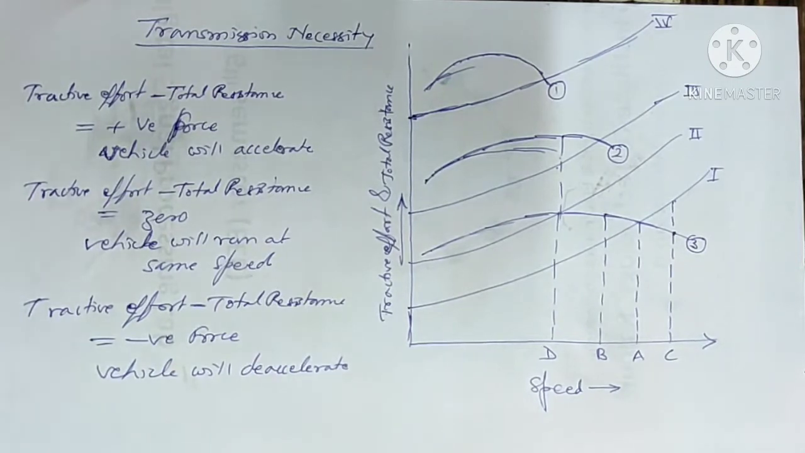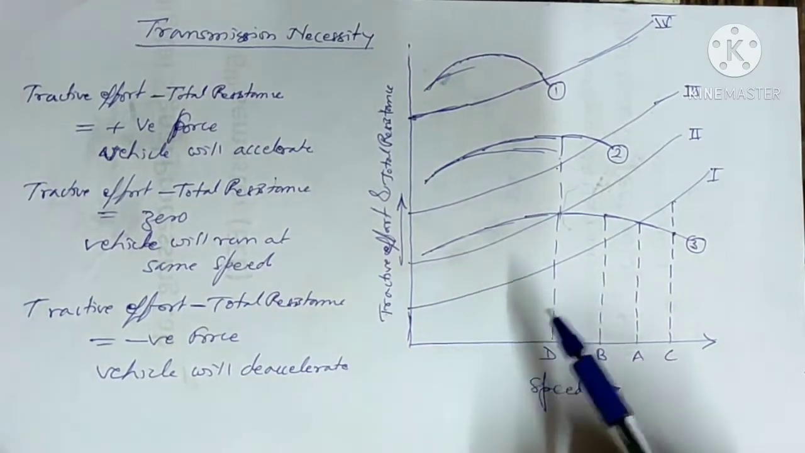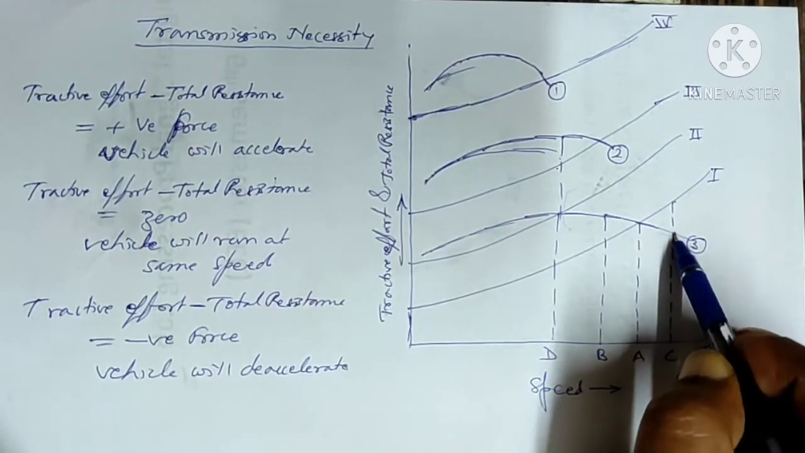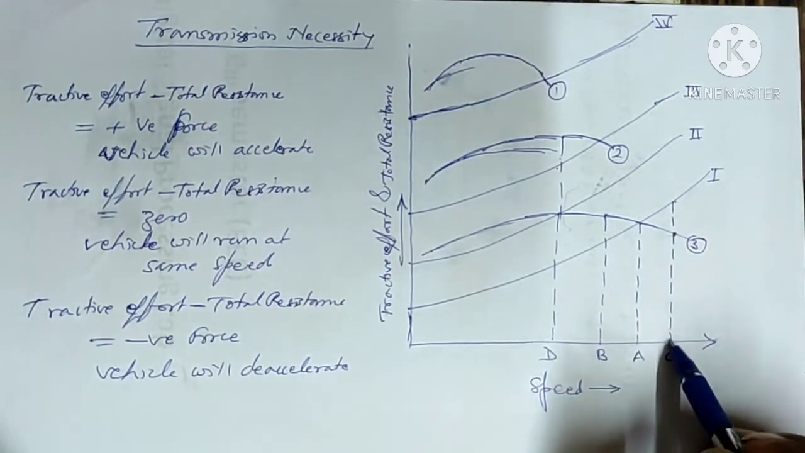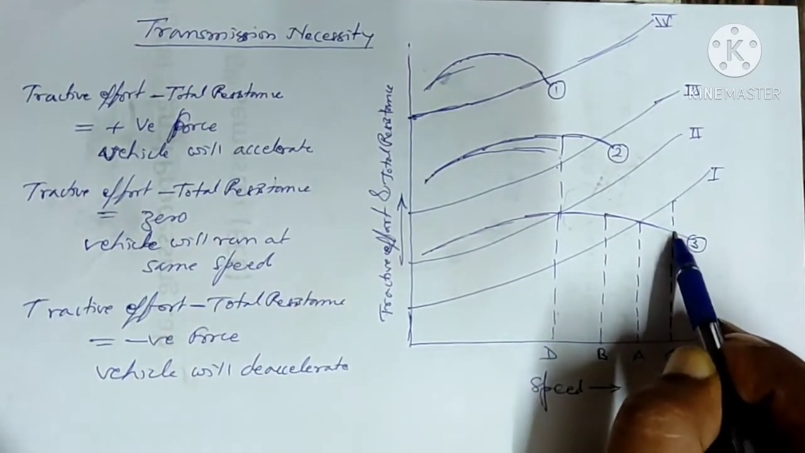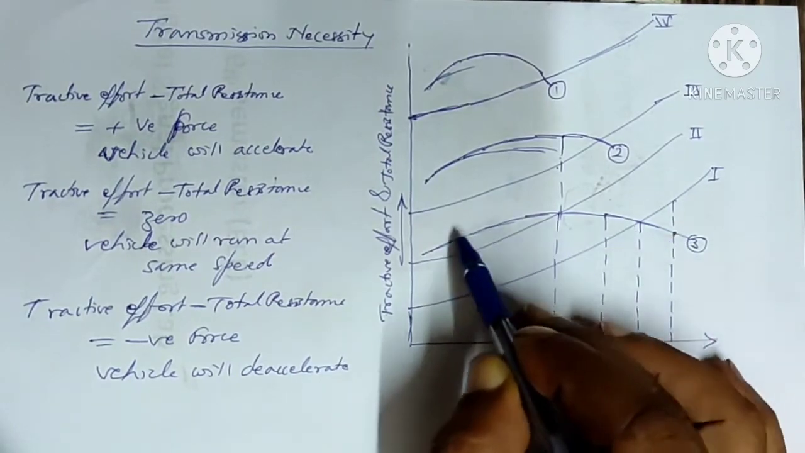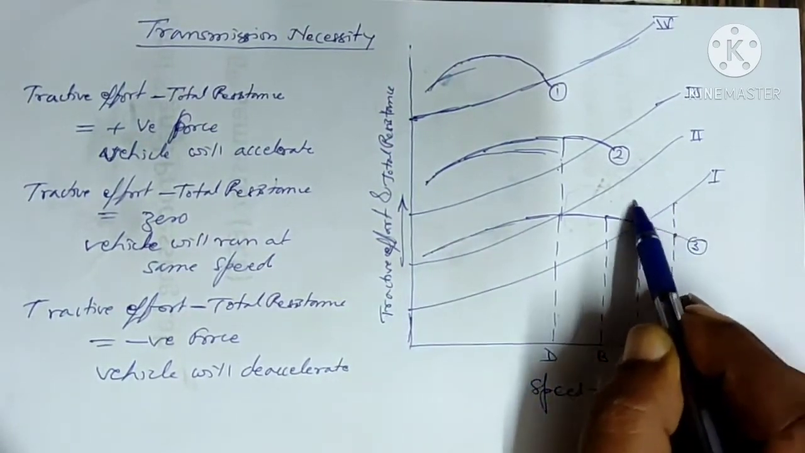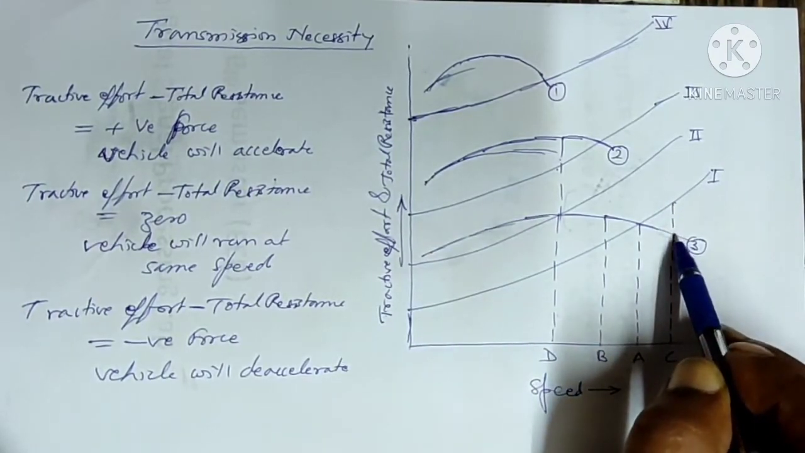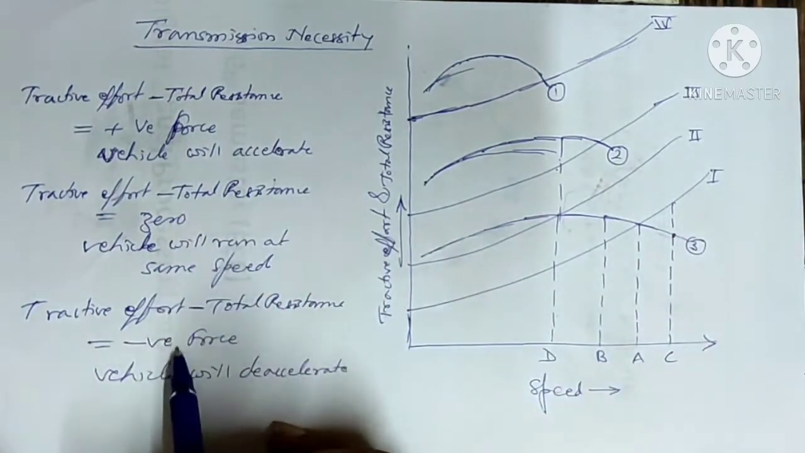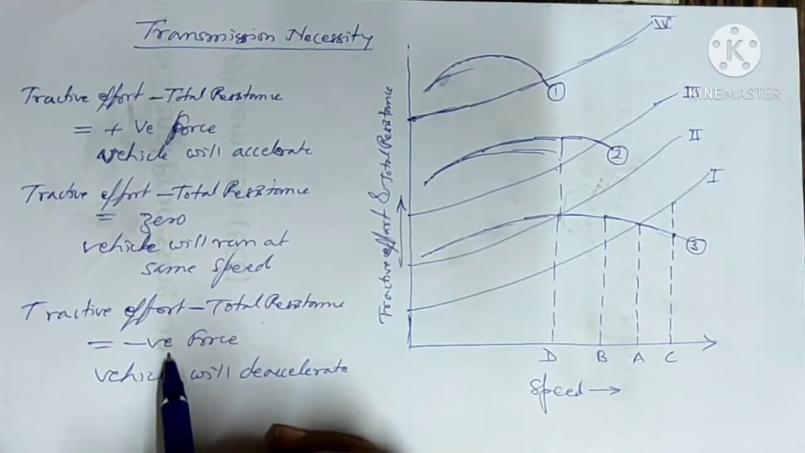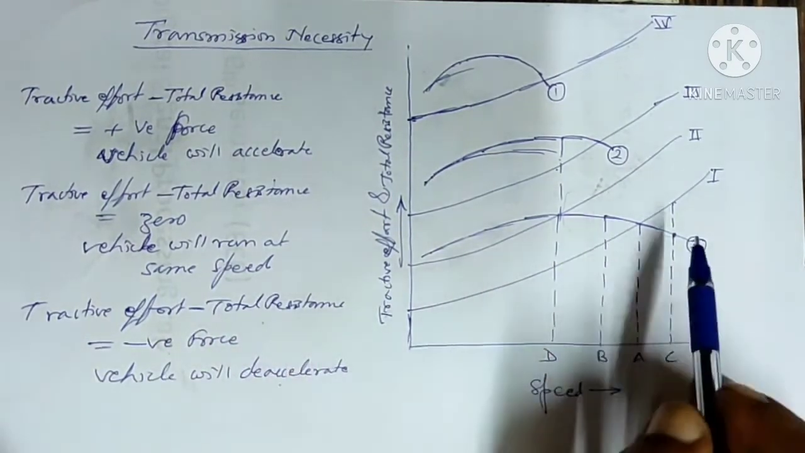Okay, so let us now move to the curve. Say our vehicle is running at point 3, moving with a speed of C. At this particular point, the tractive effort is this one and the resistance is this one. That means the resistance is more than the tractive effort. Here the tractive effort is less and the resistance is more, so the net force acting is negative. So the vehicle will decelerate.